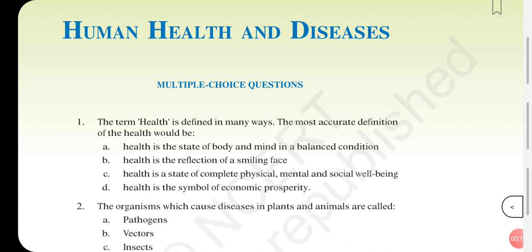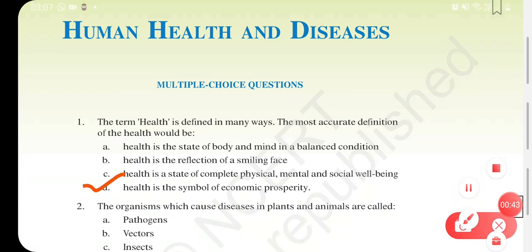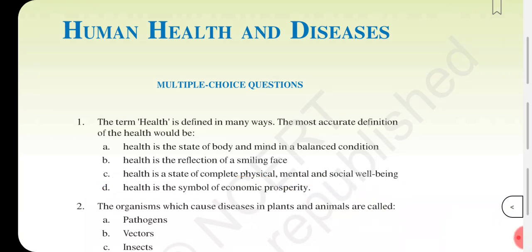The most accurate definition of health would be: option A, health is the state of body and mind in a balanced condition; option B, health is the reflection of a smiling face; option C, health is a state of complete physical, mental, and social well being; option D, health is the symbol of economic prosperity. So, here the correct answer would be option C, that is, health is a state of complete physical, mental, and social well being.